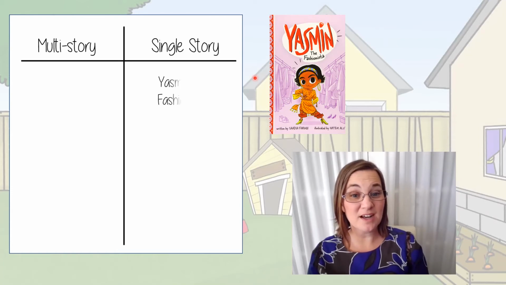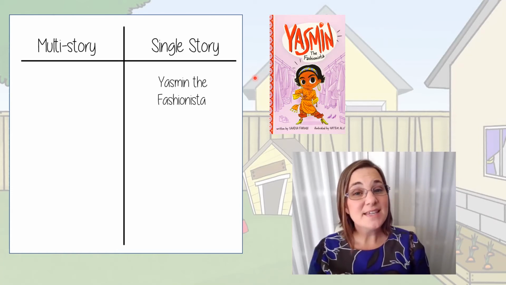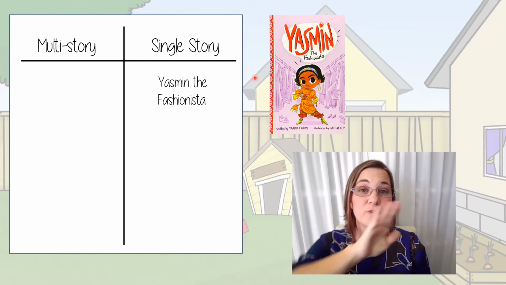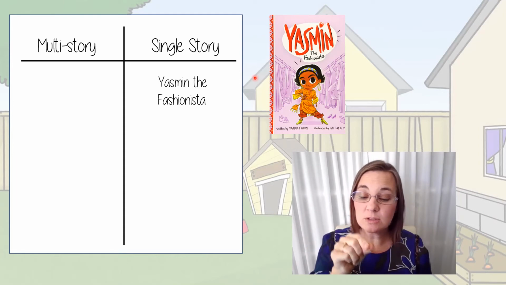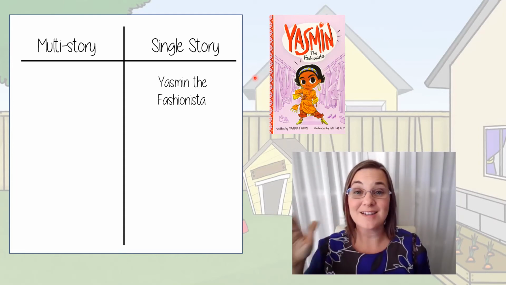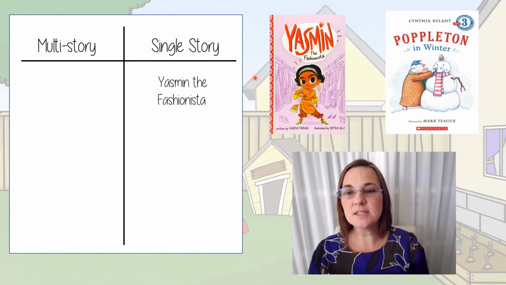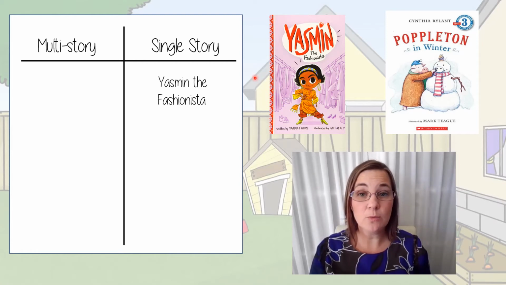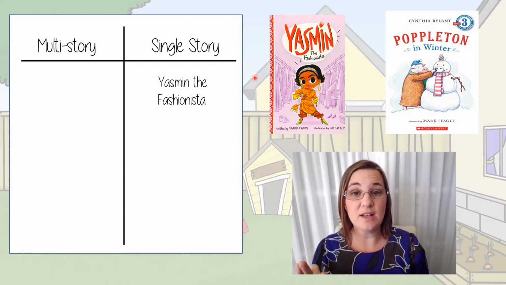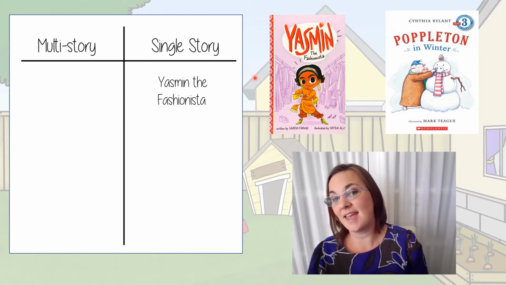All right, did you put it under single story? Yasmin the Fashionista was one story from beginning to end. Each chapter built on the chapter before it and told a little bit more of the story until we got to the end. Let's think about this book, Poppleton in Winter. Was this book a multi-story where there are lots of different stories inside of it, each chapter with its own problem and solution, its own characters, its own setting? Or was this one big story from beginning to end?